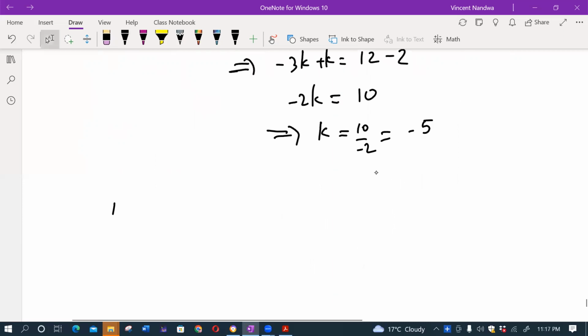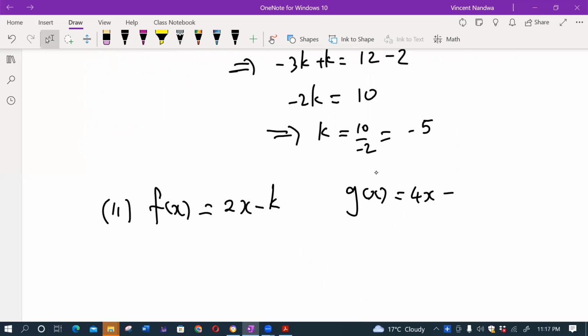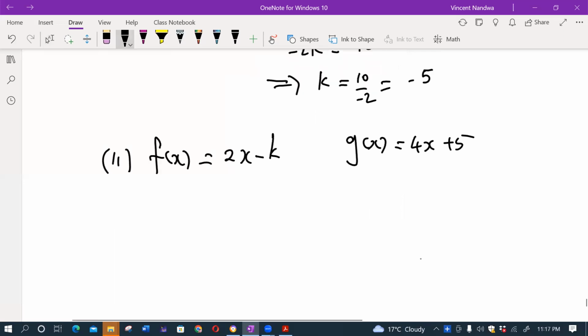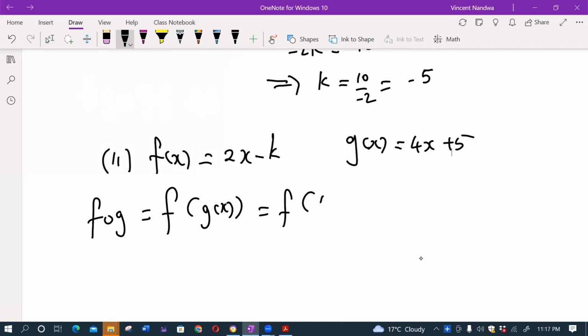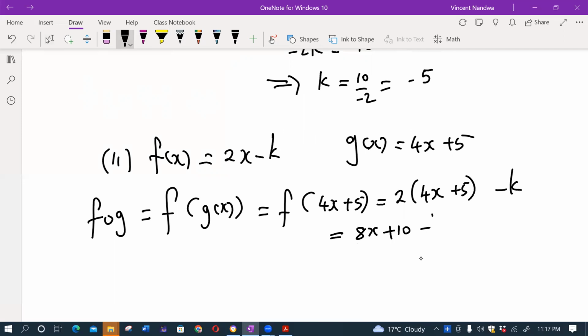Part 2 was f of x is given by 2x minus k. G of x is given by 4x plus 5. So f composed with g, by definition, is f of g of x, which is f of 4x plus 5. And if f of x is 2x minus k, then f of 4x plus 5 will be 2 into 4x plus 5, then minus k. This will be 8x plus 10 minus k.